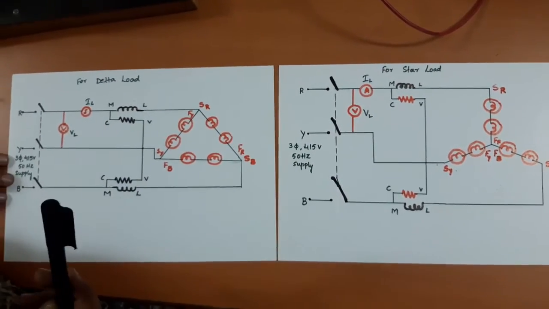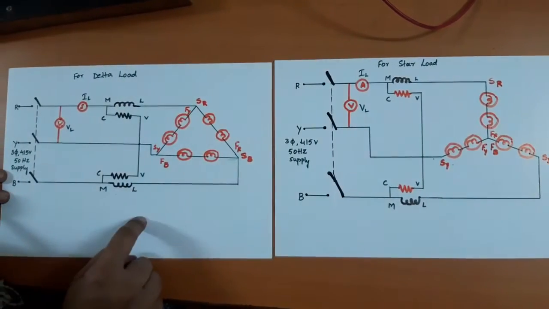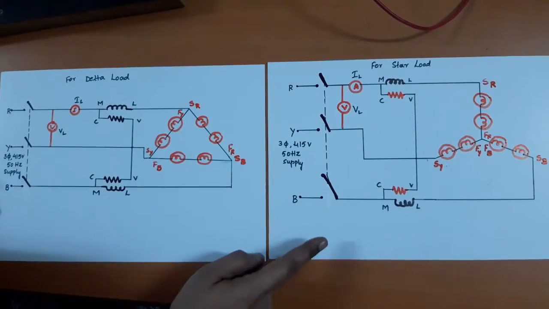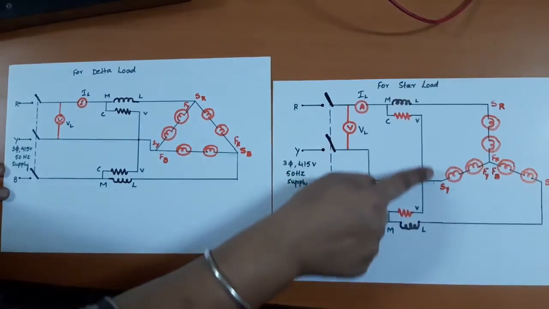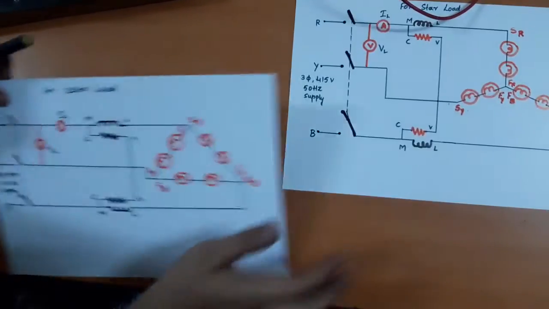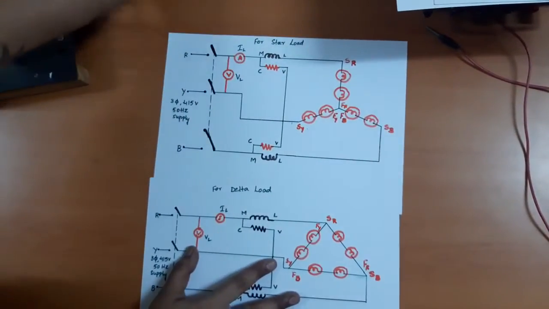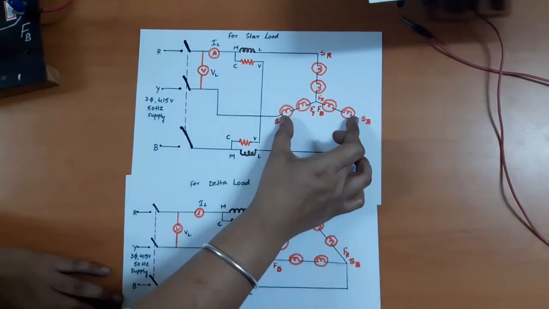So now let us do the next part of this experiment, which is finding out the three-phase power in the delta connected load. Let us compare the circuits of star connected and delta connected circuit. The portion till here will remain the same for both of them. Let us compare it this way. So this part of the circuit is the same. Only in this region you will find the difference.